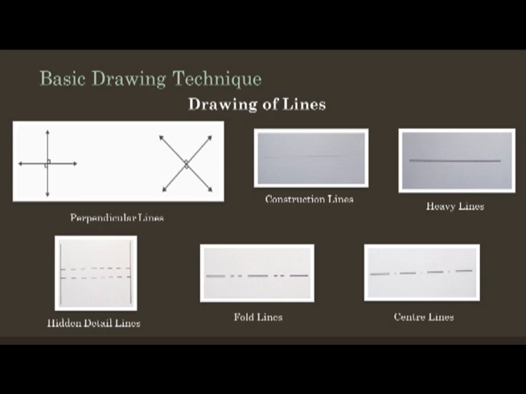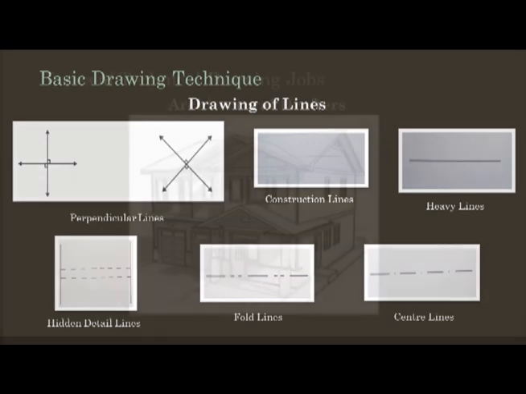And we have your center line. Center lines are used to represent the axis of a conical shape such as a cylinder or cone. It is represented by a long dash, a small dash, and a long dash again. So it is not to be confused with the fold line. The fold line has two short dashes, and this has only one on the center line.